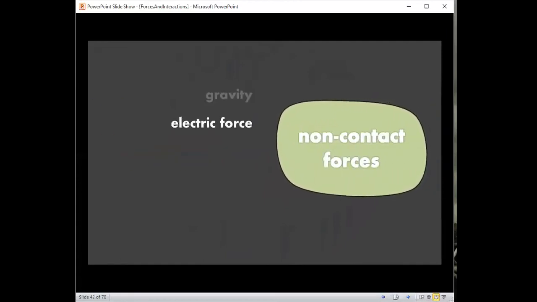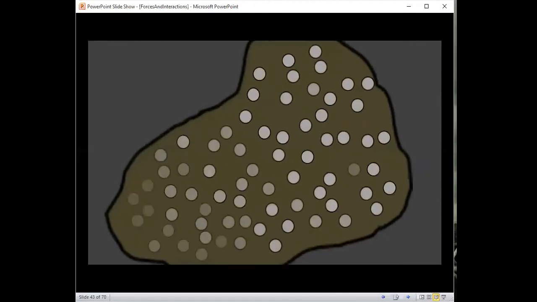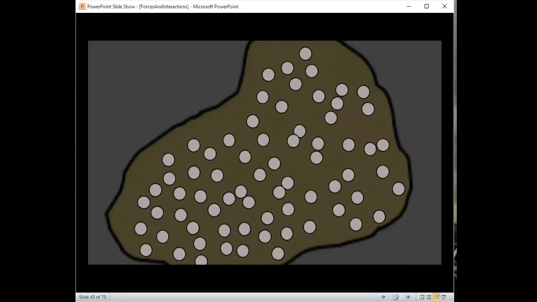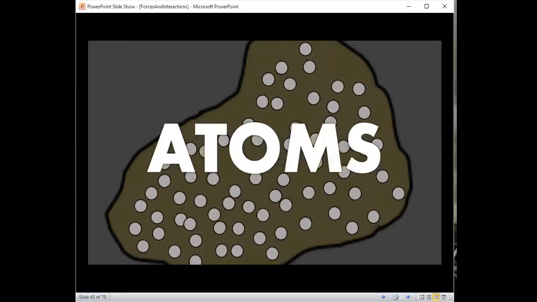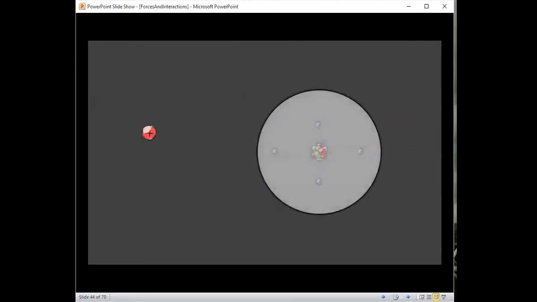Now let's talk a little bit about the electric force. So here we come to this clump of mass again, and we said that mass is the reason there's gravity. If we zoom in and look inside this clump of mass, we'll find tiny little particles, and we call these particles atoms. And if we look inside the atom, we will see that it's filled with more particles. There are two particles that are important. The first is a particle called the proton, and the second is another particle called the electron.